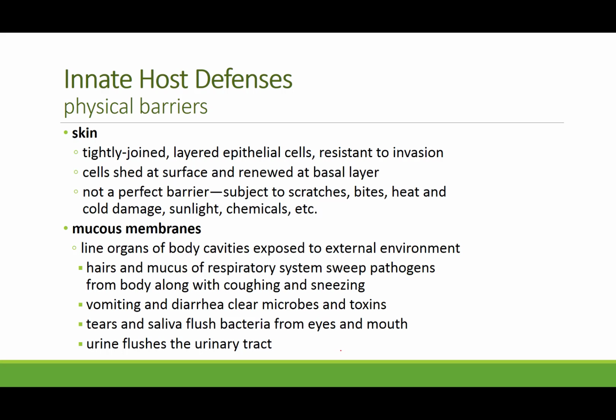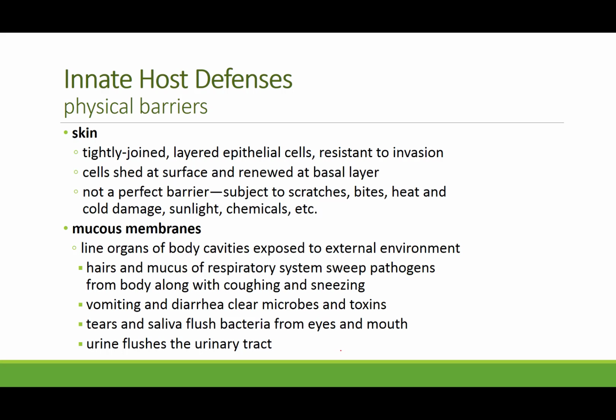But of course, skin can't be a perfect barrier. It has to be able to stretch and move and be supple, and so that makes it subject to scratches or bites or to heat and cold damage. All of us have been burned or have had that kind of experience. Sunlight can be damaging to the skin. Chemicals that we might encounter, all of these can help to break a hole or to make a tear in the skin layer that helps to prevent bacteria from getting into our bodies.